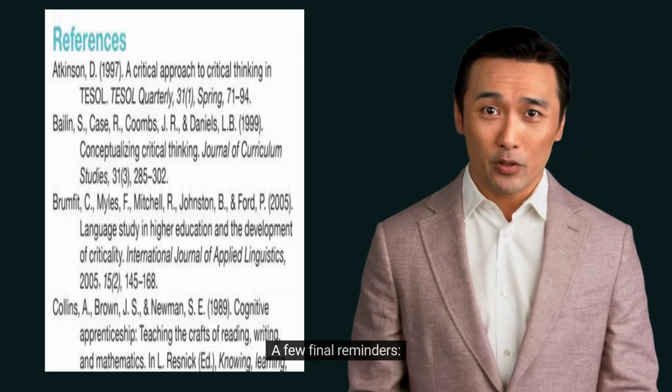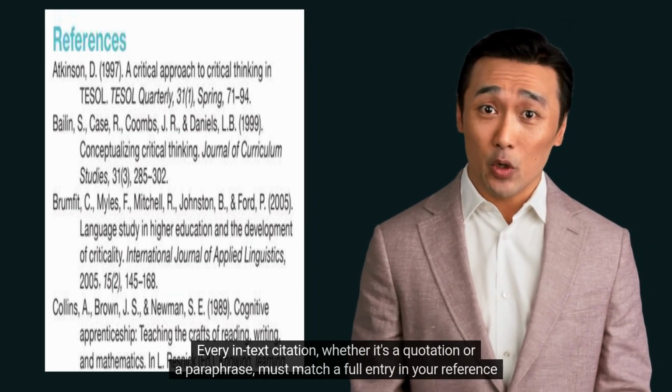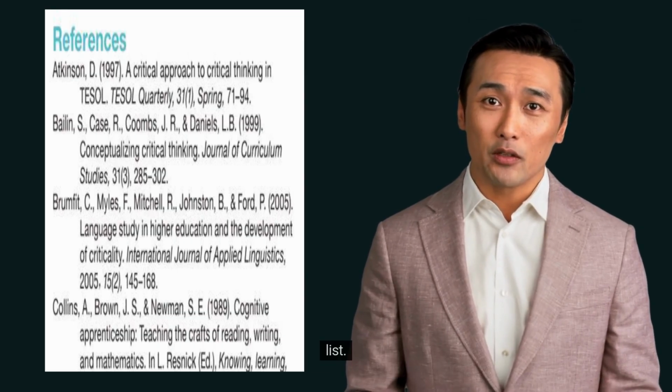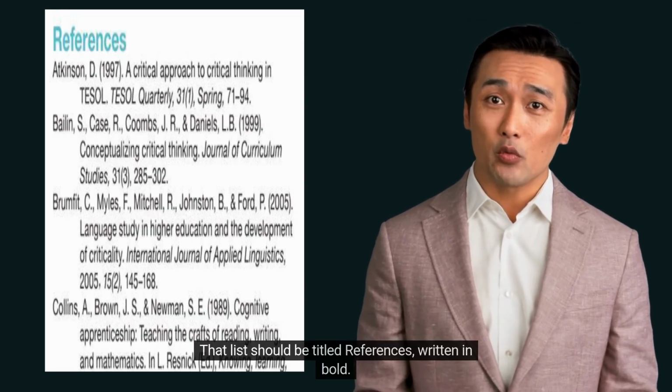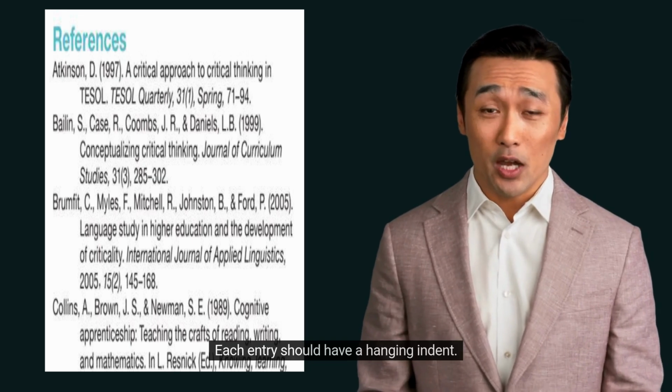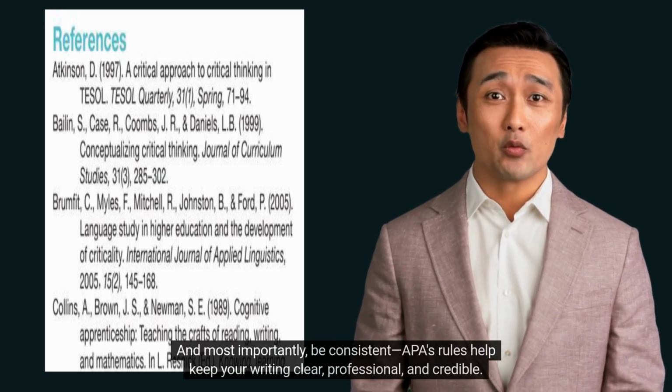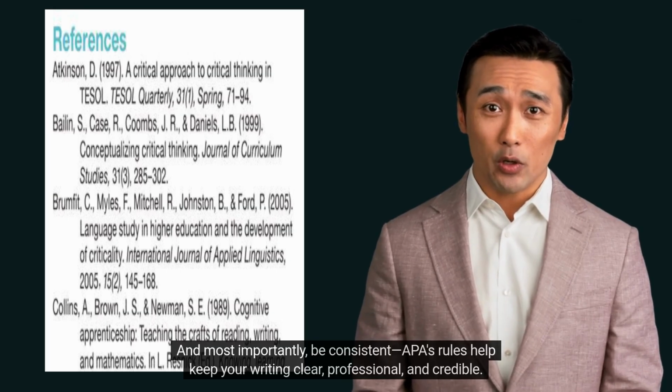A few final reminders. Every in-text citation, whether it's a quotation or a paraphrase, must match a full entry in your reference list. That list should be titled References, written in bold. Each entry should have a hanging indent. And most importantly, be consistent. APA's rules help keep your writing clear, professional, and credible.